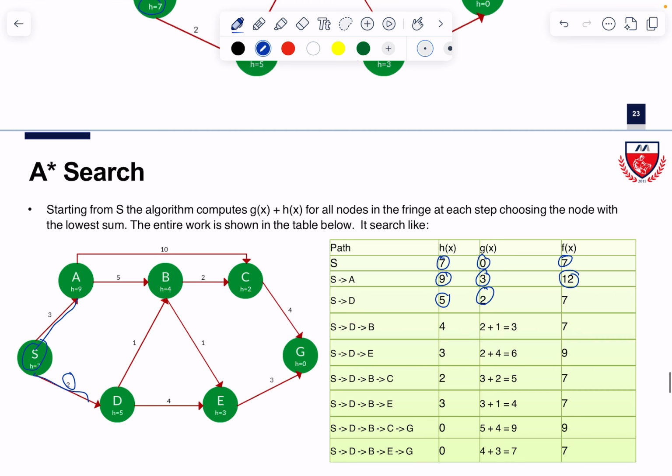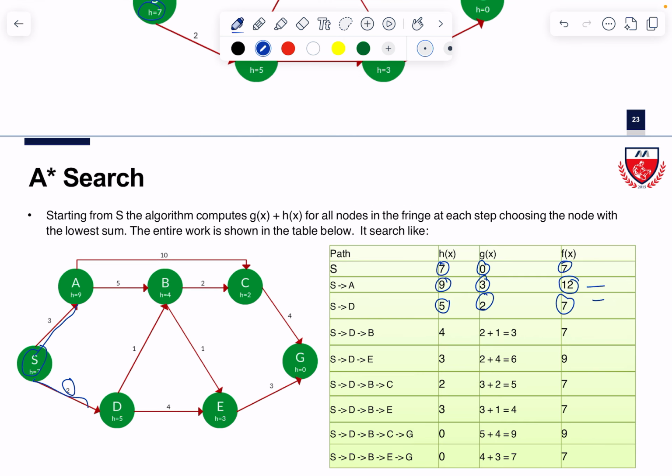Okay, so therefore it is 7. Of course, we compare 12 to 7. 7 is lesser. Therefore, we traverse from S to D. Now, D has now children B and E. So would we traverse to B or E? So let's try to find out.